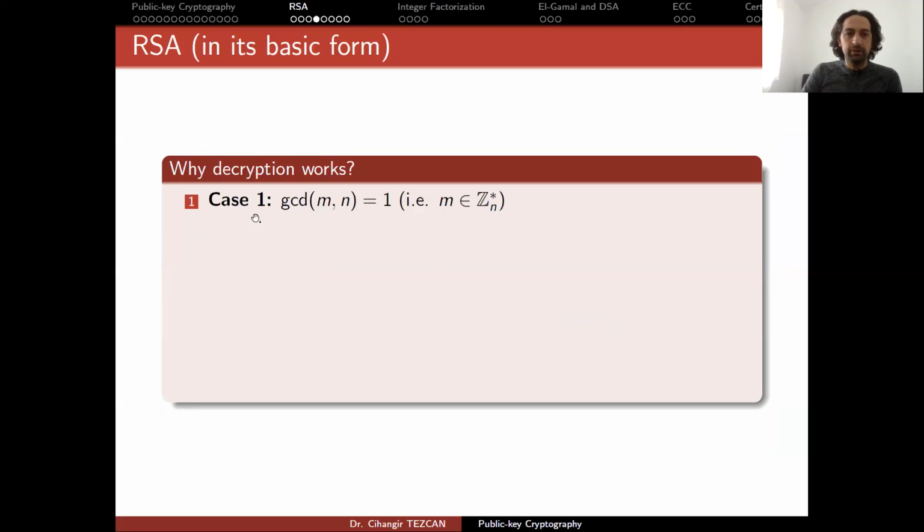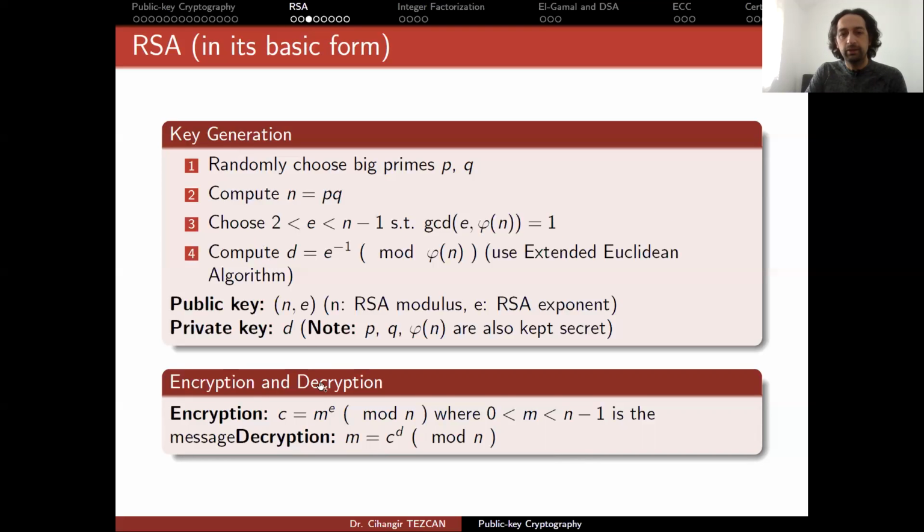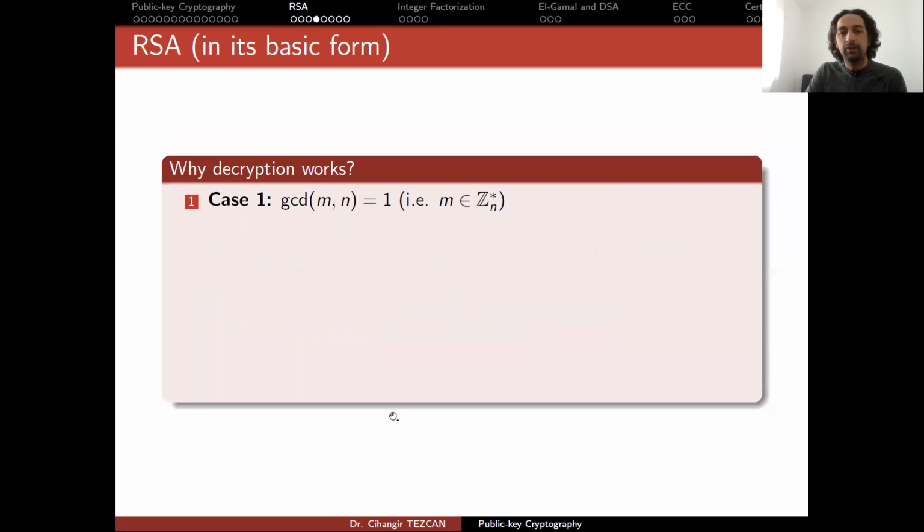So let's consider the initial case, case 1, where the greatest common divisor of the message M and the modulus N is 1. If this is the case, then when we receive C, we take it to the power of d. But C itself is M to the power e modulo N. So this means that we are dealing with M to the power ed. But we chose e and d so that they are equivalent to 1 modulo phi(n).